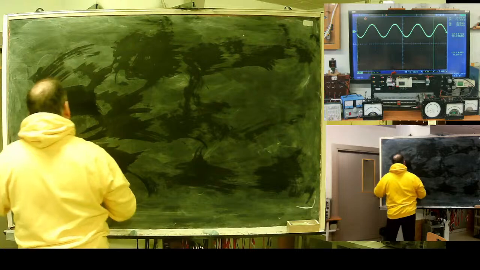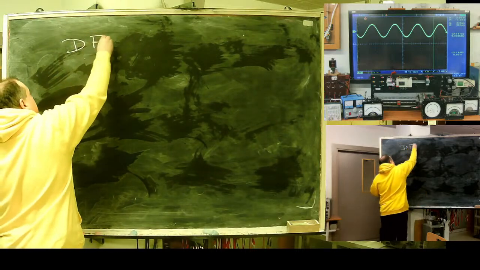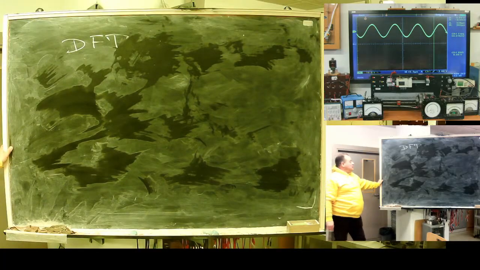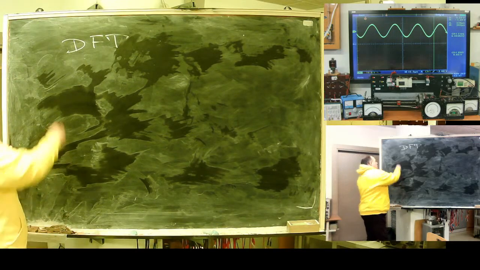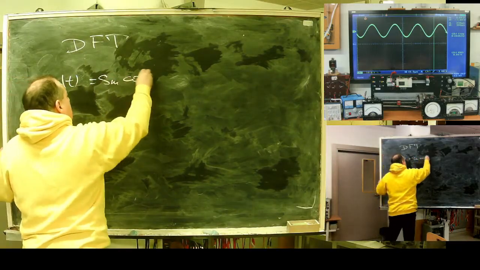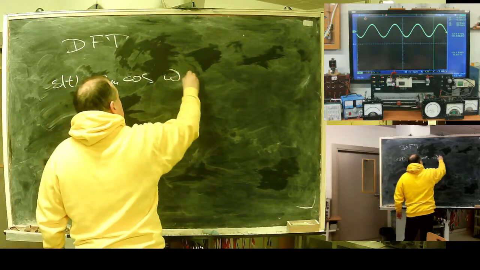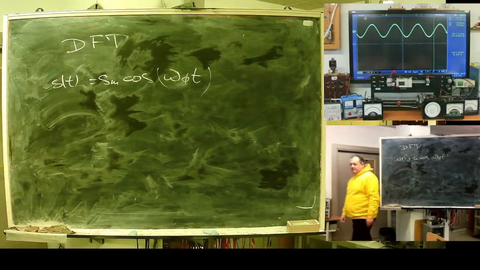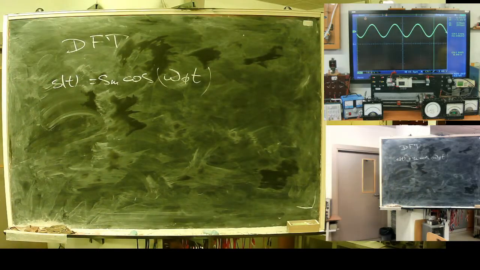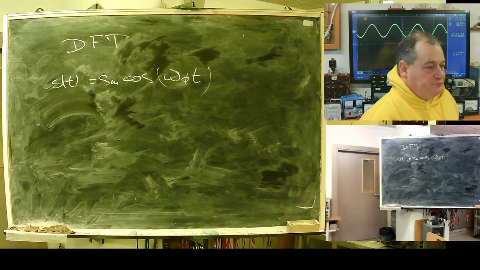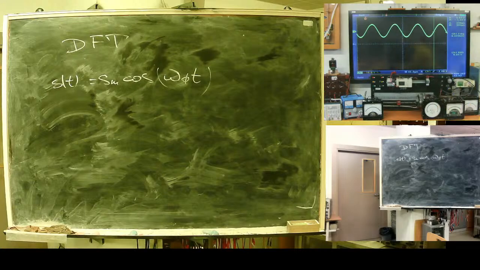The name for this is DFT, Discrete Time Fourier Transform. Now a question: I have a signal like S max cosine omega 0 t. What should I get as a result of the discrete time Fourier transform of the signal? How many frequencies does it contain? One, omega 0.